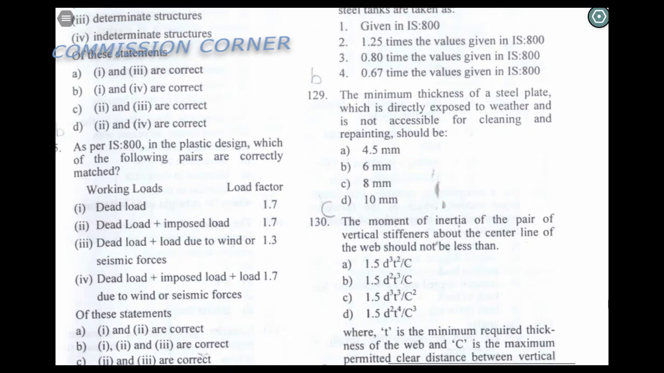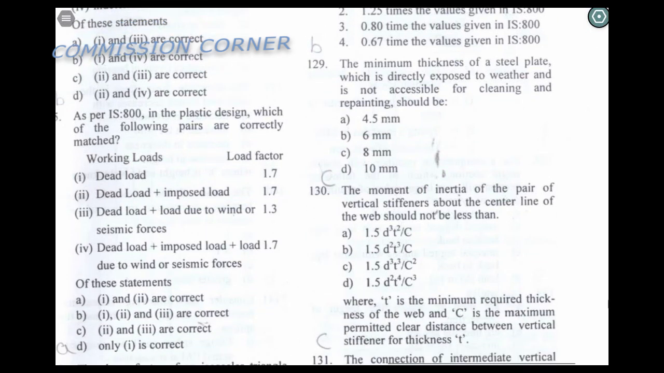Next question, 129th. The minimum thickness of a steel plate which is directly exposed to weather and is not accessible for cleaning and repainting should be 8 mm. जो स्टील प्लेट की मिनिमम थिकनेस होनी चाहिए जो डायरेक्टली एक्सपोज्ड है वेदर पे और उस पर क्लीनिंग भी नहीं हो सकती है और रीपेंटिंग भी नहीं हो सकती है, तो उसकी थिकनेस होनी चाहिए मिनिमम 8 mm. So the correct option will be option number C.